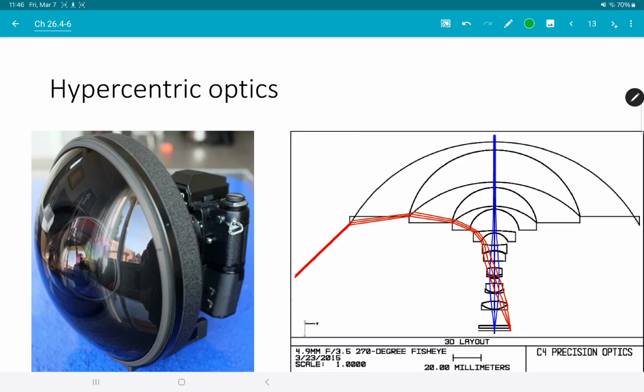But just two different lenses, one in the front and one in the back, was all they actually needed with these kinds of hypercentric optics. So very, very niche use. This isn't something that you're going to run into necessarily every day.